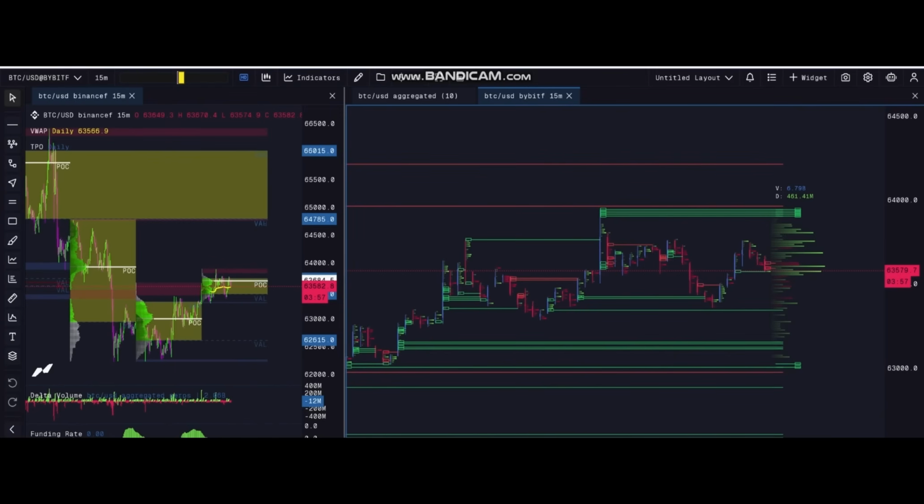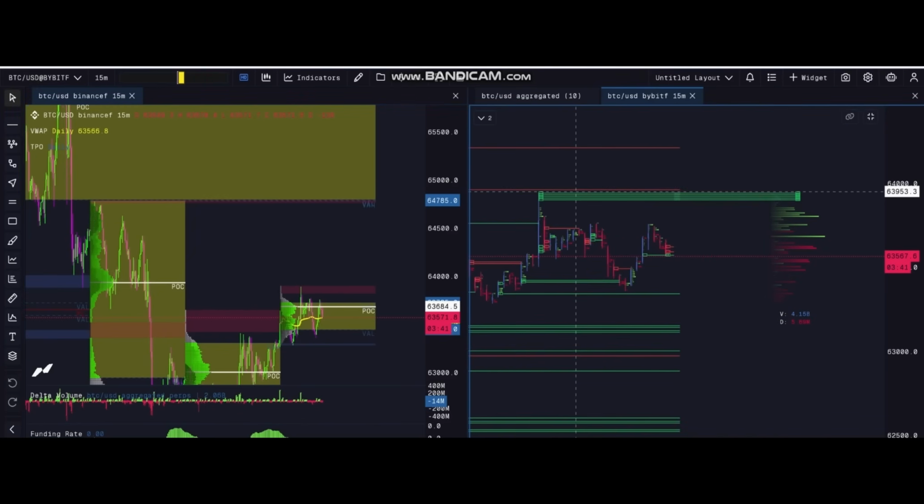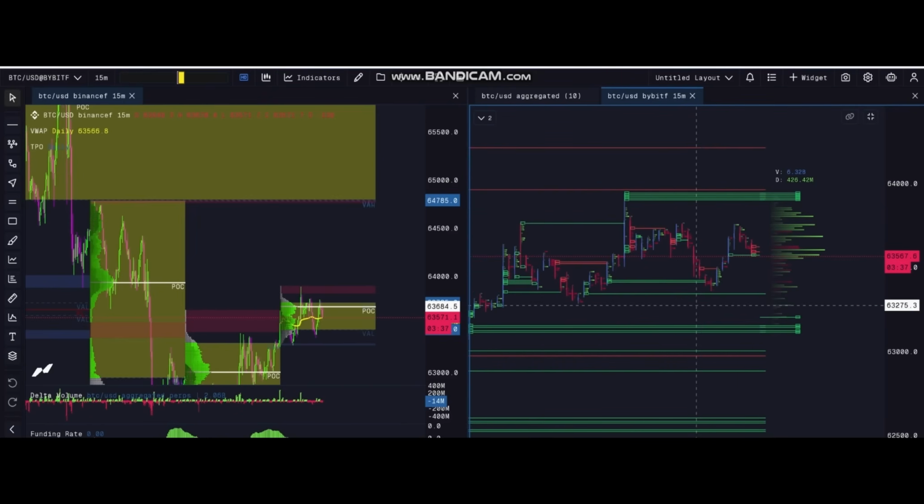So what it did is price went up, broke above the point of control, but it left imbalances. And we can see that the price came back down and filled these imbalances, continued up, and we left an imbalance there. We haven't filled that, and now we're continuing back down. We have local imbalances here as well.